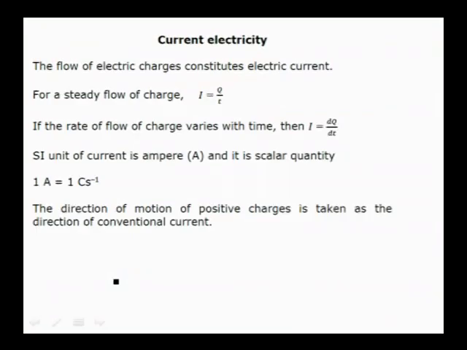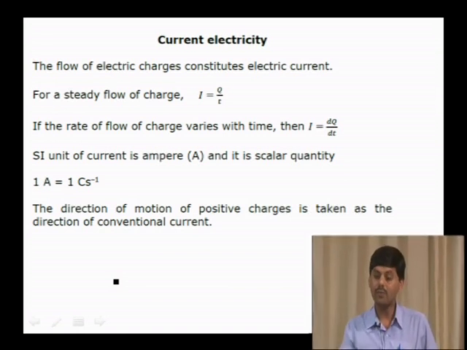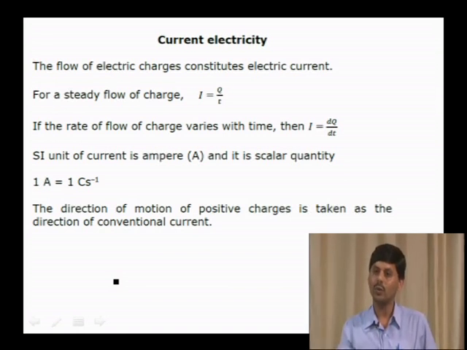In this class, we are going to discuss the synopsis followed by the NEET CET questions on the current electricity topic. So, first begin with the synopsis of electric current. The flow of charges constitutes electric current. For steady flow of charges, I is equal to Q by T.